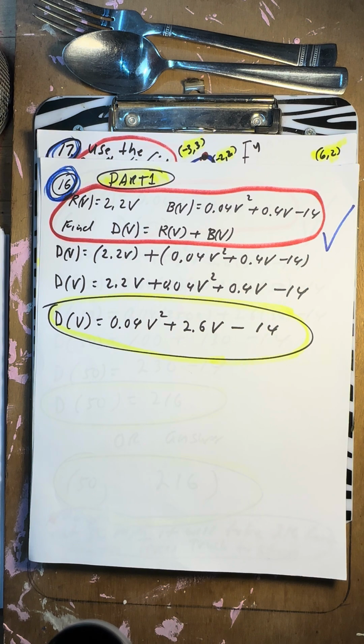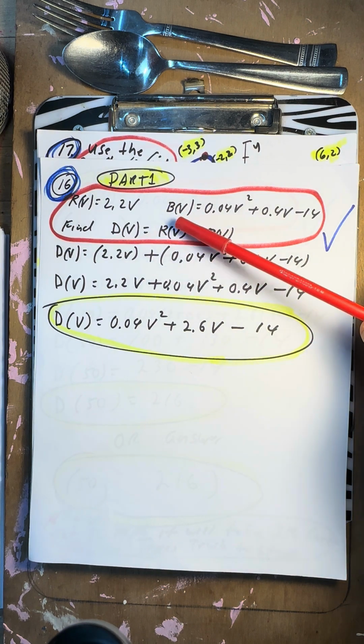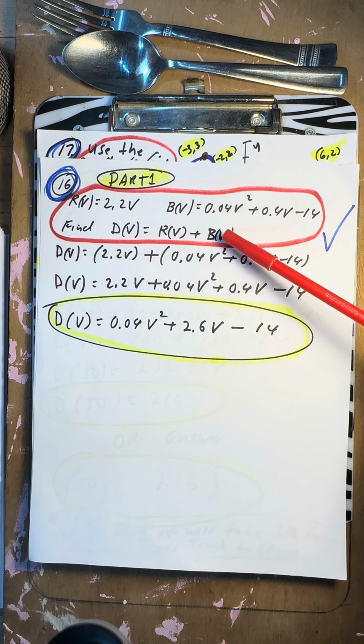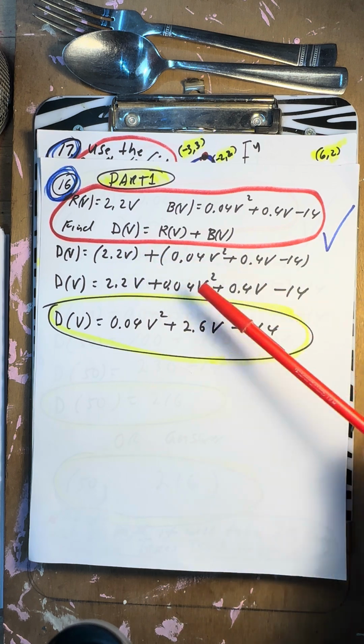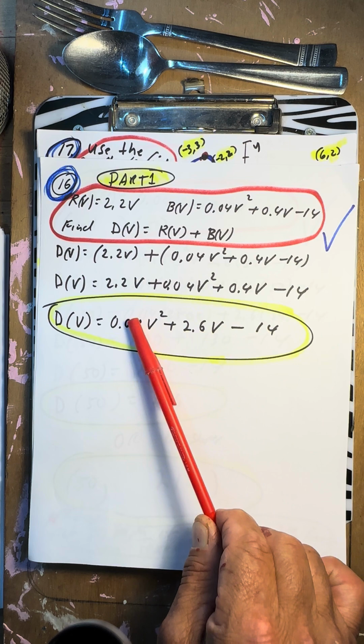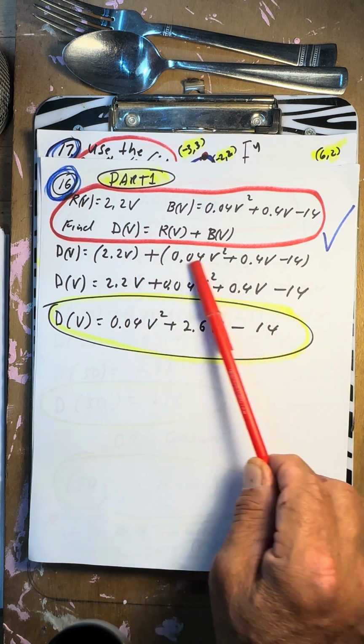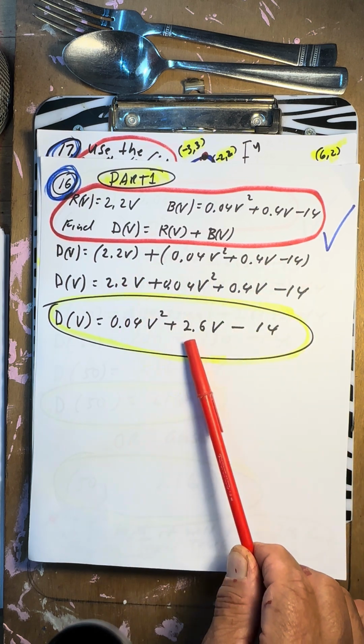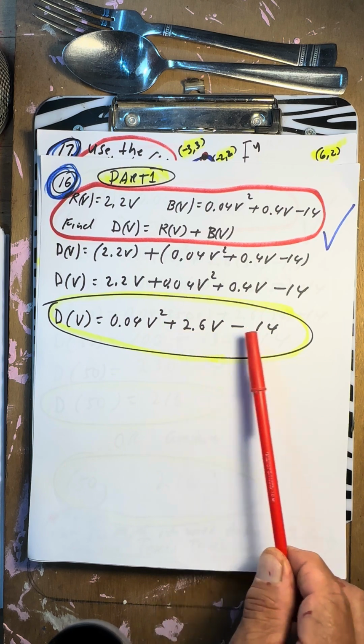This one. Find r of v plus b of v. Okay, so add those together. It means plus it. So put all this together. So this one's there, and this one changes nothing. It's the same thing. Plus this one right here is going to be 2.6v minus 14.